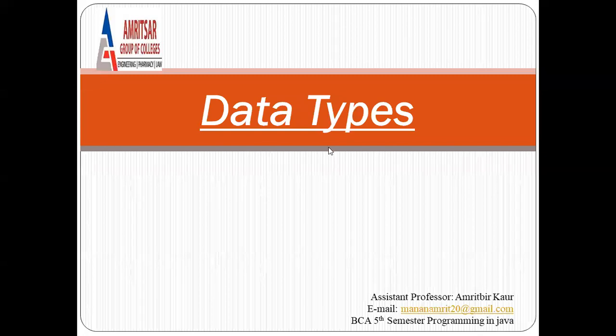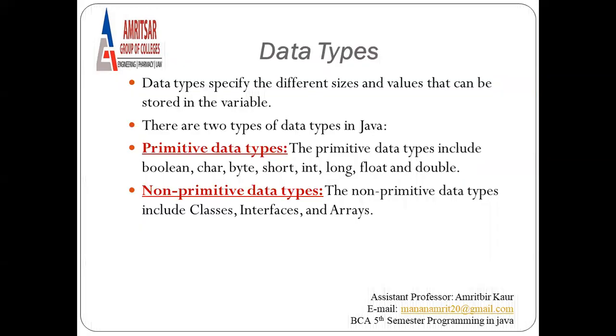Our next topic is data types. Data types specify the different sizes and values that can be stored in a variable. So basically, a data type defines the size, meaning how many bytes this data type will occupy, and the value that can be stored. For example, the int data type can store integer values, and the float data type can store decimal values. So basically, a data type specifies the size and value that can be stored in a variable.